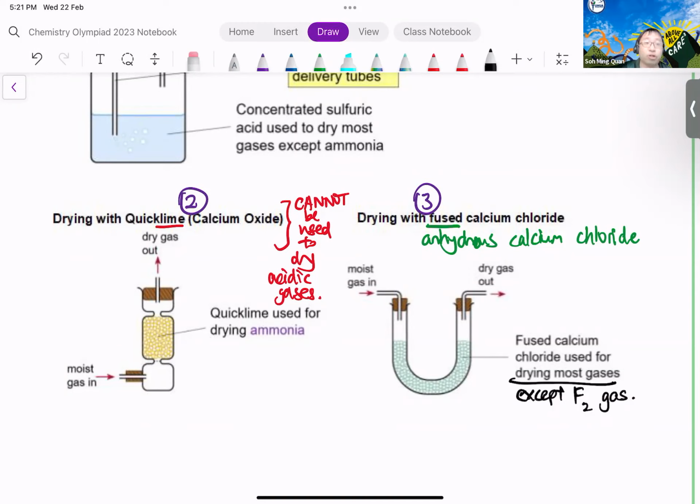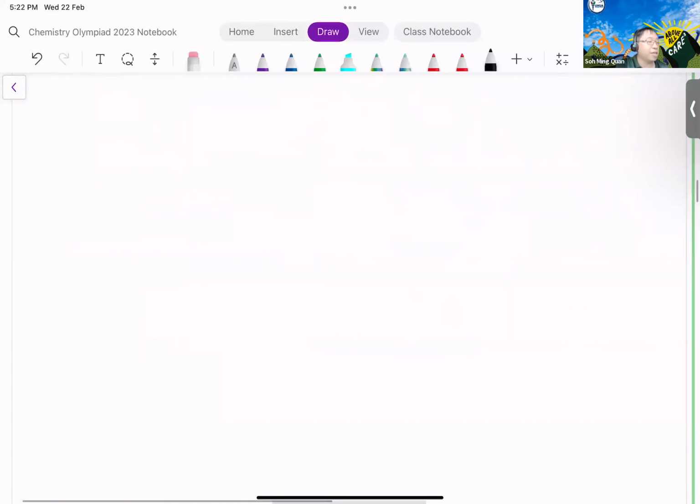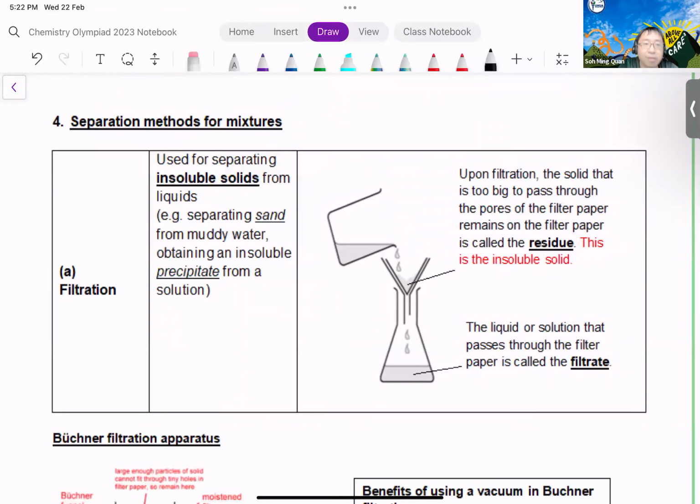So that's it for drying, collection of gases. That's it for selecting apparatus. Such questions may come out in the chemistry Olympiad. Now let's move on. The next part should also be very familiar to all of us. Both the SJC3s and the SJC4s have done this topic on separation techniques.